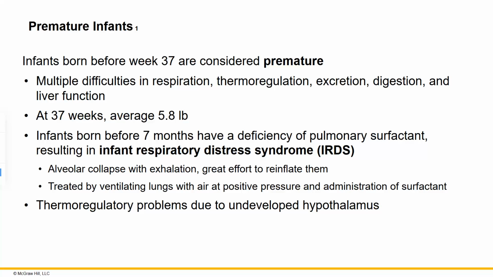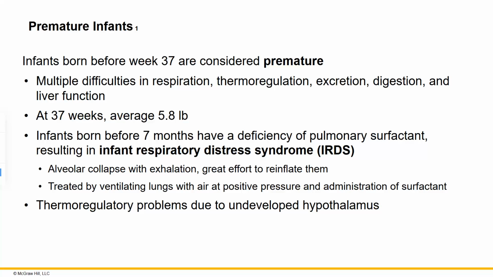Premature infants are infants that are born before week 37. They have multiple difficulties in respiration, thermal regulation, excretion, digestion, and liver function. At 37 weeks, the average baby is 5.8 pounds. Infants born before 7 months have a deficiency of pulmonary surfactant, resulting in infant respiratory distress syndrome. Alveoli can collapse with exhalation, and it takes great effort to reinflate them. It's treated by ventilating the lungs with air at positive pressure and the administration of surfactant.